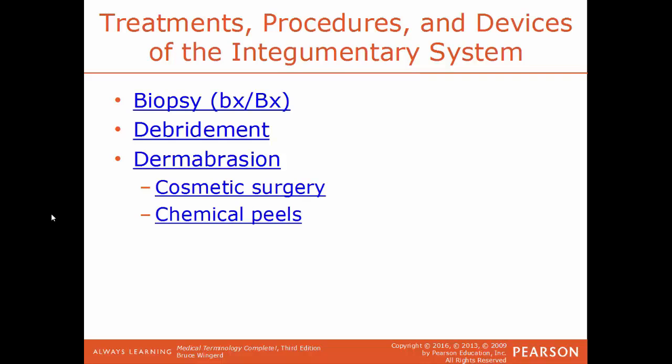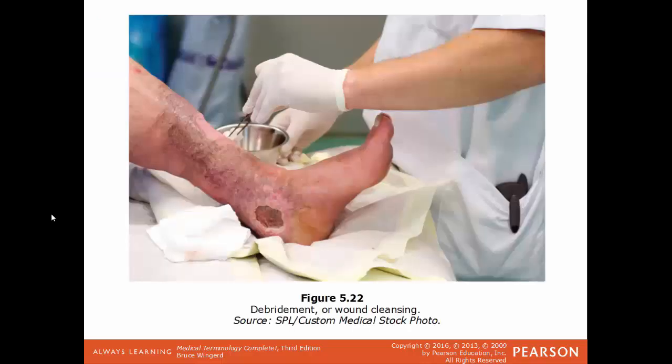And the last term on here, chemical peel, is a body treatment that's used to improve the overall texture of the skin. Basically using chemicals to cause the dead skin to slough off. Okay? In this image we have an example of a debridement. Really, it's another term for cleaning of a wound. A wound can't heal properly if there's damaged tissue or if there's debris within the wound.